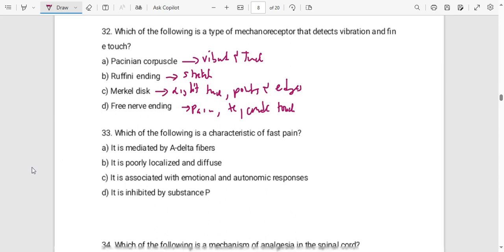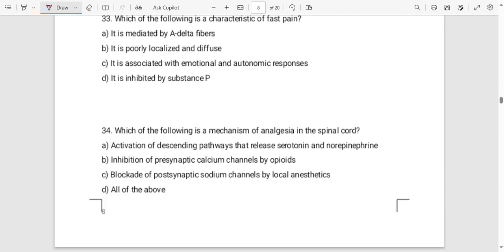Which of the following is a characteristic of fast pain? Mediated by A delta fibers, poorly localized and diffuse, associated with emotion and autonomic responses, inhibited by substance P. Anyone that can help with this one? It's A, right? Mediated by A delta.